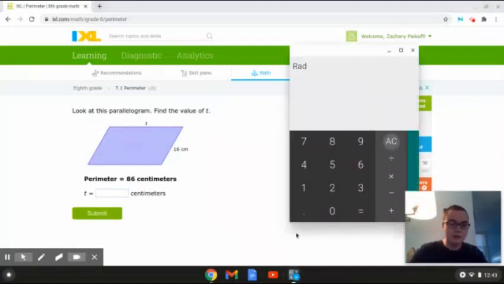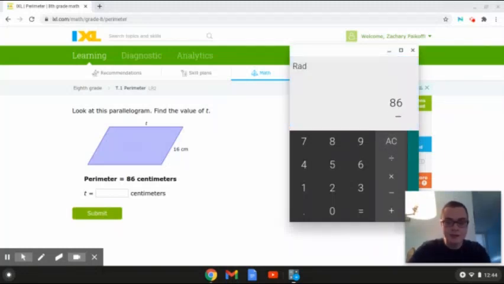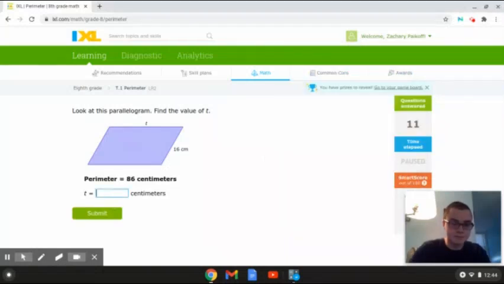And the way that we're going to do that is first, we're going to multiply 16 times 2 to figure out this side and this side. This side and this side. So that gives me 32. But that is not the total perimeter. We have to find the total perimeter of this shape. So next, we're going to take 86 and subtract 32 from it. That gives me 54. Then, from here, we're going to take this number, 54, and divide it by 2 because there's 2 sides. Okay, so that will give me 27. So, T is equal to 27 centimeters for this parallelogram. And that is how to solve this problem. So let's hop on to another one.